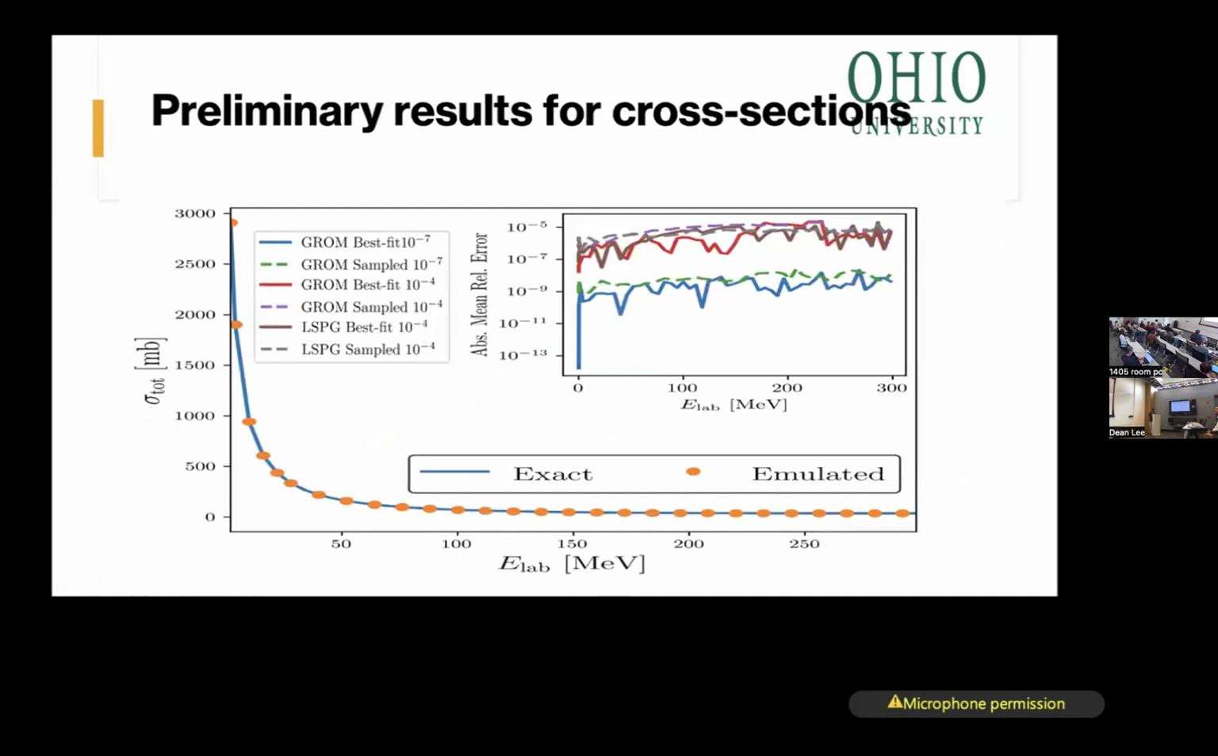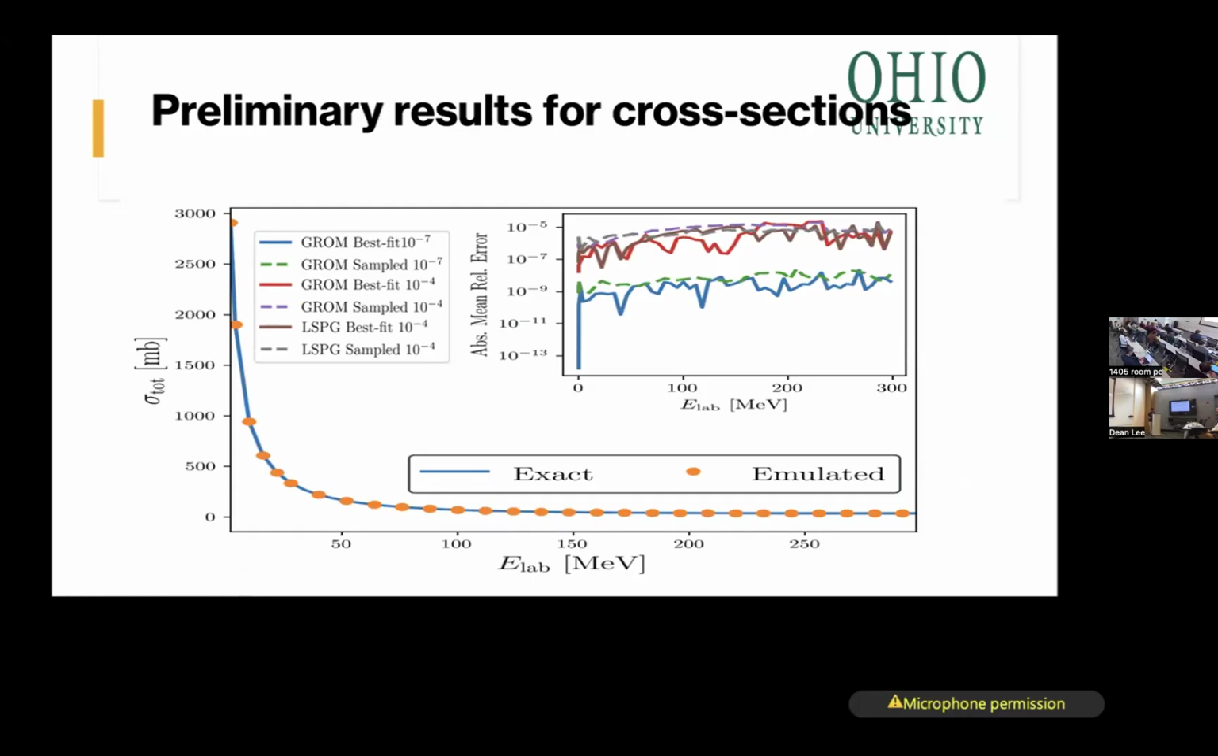And also for the cross section, I did the same thing. We have our cross section with the exact and the emulated one, with GROM and LSPG at different tolerance values. You can see that if I have 10 to the power negative 7, the absolute mean relative error of our cross section is 10 to the power negative 10. If I have 10 to the power negative 4, it's around 10 to the power negative 6.